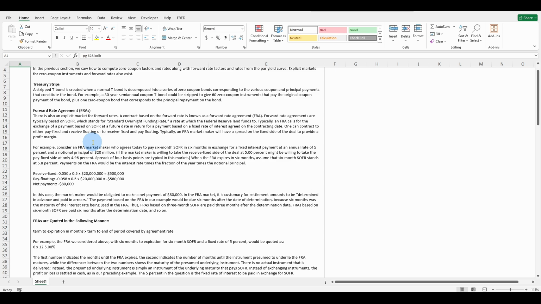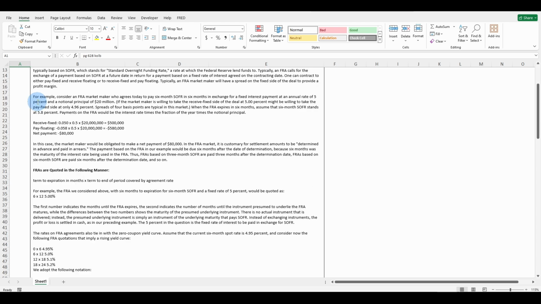Typically, an FRA market maker will have a spread on the fixed side of the deal to provide a profit margin. For example, consider an FRA market maker who agrees today to pay 6-month SOFR in 6 months in exchange for a fixed interest payment at an annual rate of 5% and a notional principal of $20 million. If the market maker is willing to take the receive fixed side of the deal at 5%, might be willing to take the pay fixed side at only 4.96%. Spreads of 4 basis points are typical in the market.